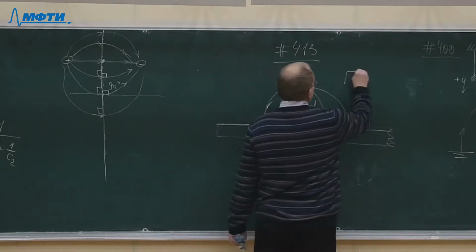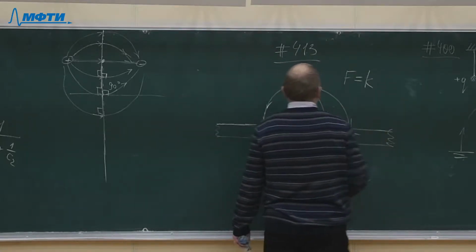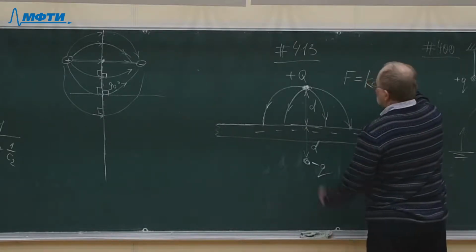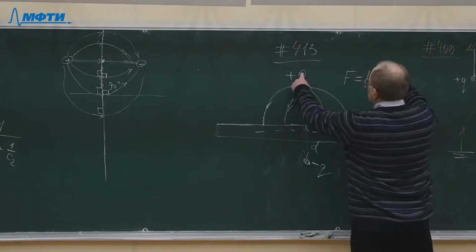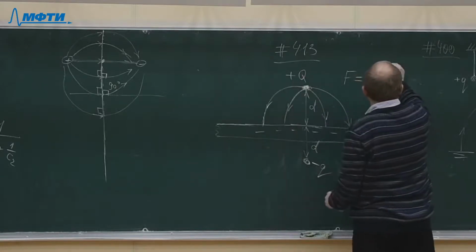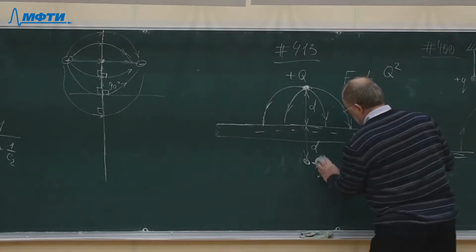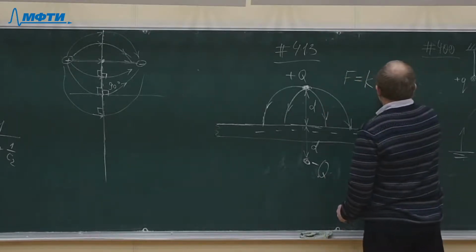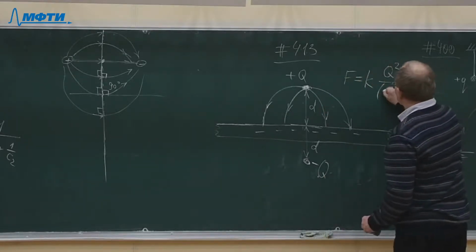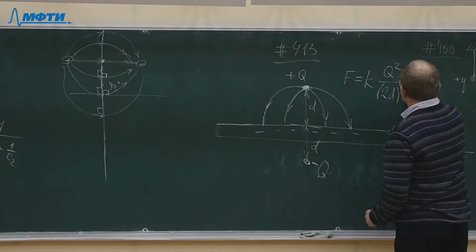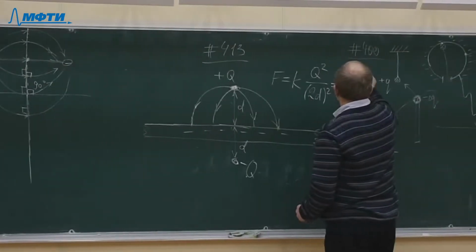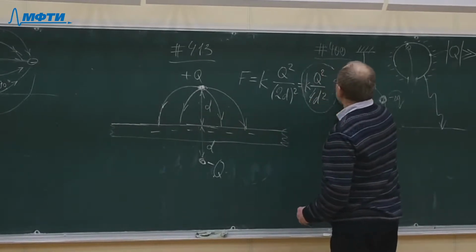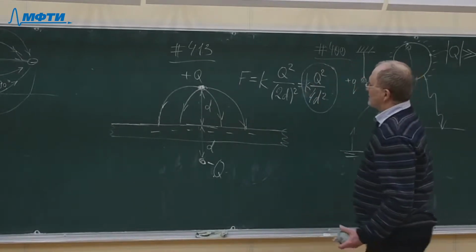So the force of interaction will be k Q squared. I used here a notation of capital Q. Okay, let it be capital Q squared here, divided by 2d squared. So it will be k Q squared divided by 4d squared. That will be the answer to this question.